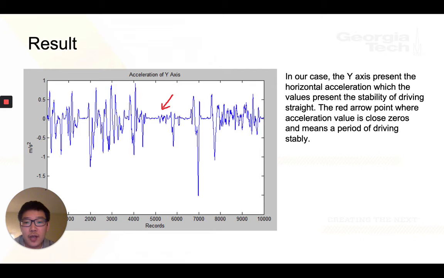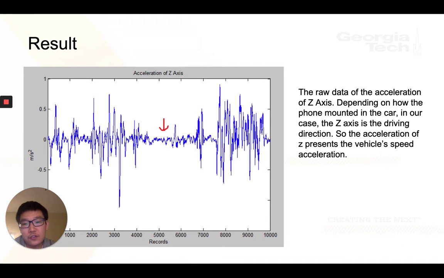This figure shows the acceleration of the y-axis. In our case, the y-axis represents the horizontal acceleration, whose value represents the stability of driving straight. The red arrow points to where the acceleration value is close to zero. That means the driver is driving stably for a period. This feature is very important because we can use it to represent whether a driver is good or not, because driving stably is very important to being a good driver.